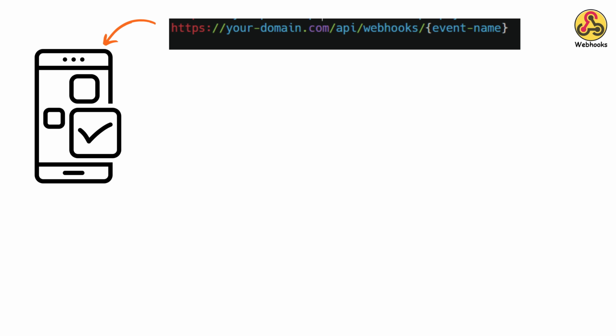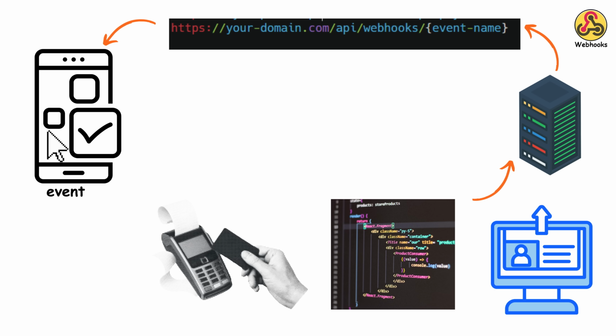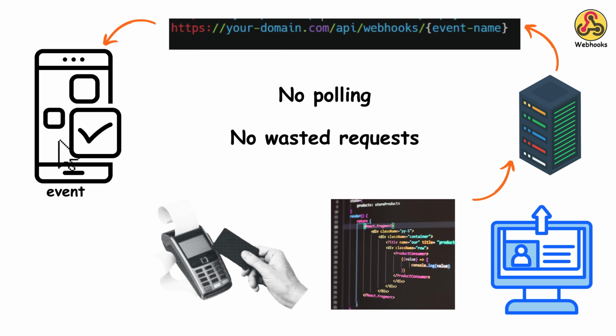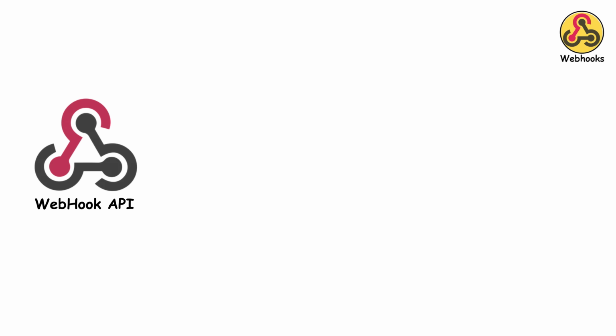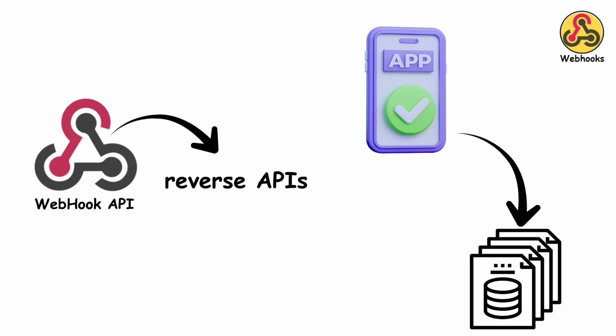You set up a callback URL in your application. Whenever an event happens, like a new payment, a code push, or a form submission, the service sends a POST request with the event details straight to your callback URL. No polling, no wasted requests, just real-time updates. That's why webhooks are often called reverse APIs. Instead of your app chasing the data, the data comes chasing your app.